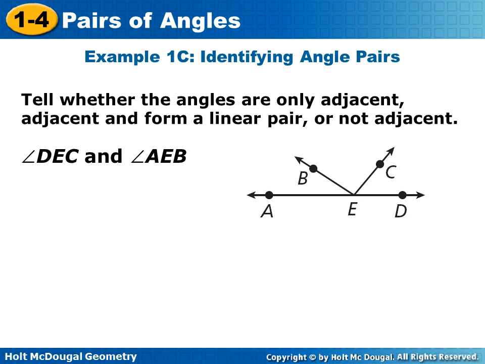How about DEC and AEB? These angles are not adjacent, they are not next to each other because they do not share any rays, and they are not a linear pair because you cannot have a linear pair if they're not adjacent.